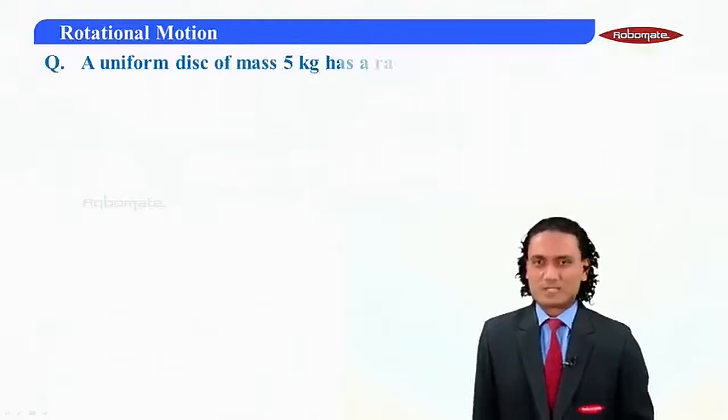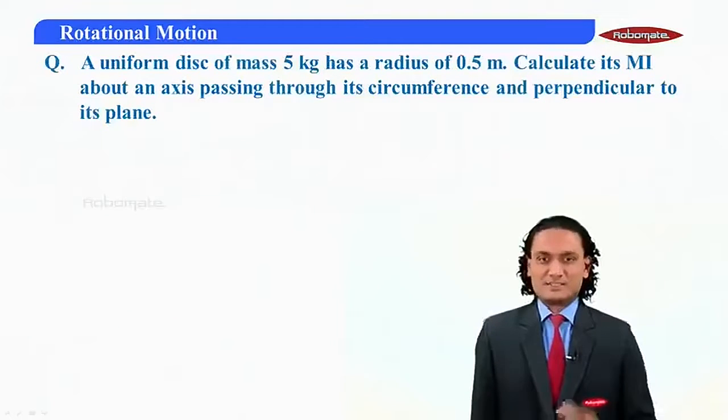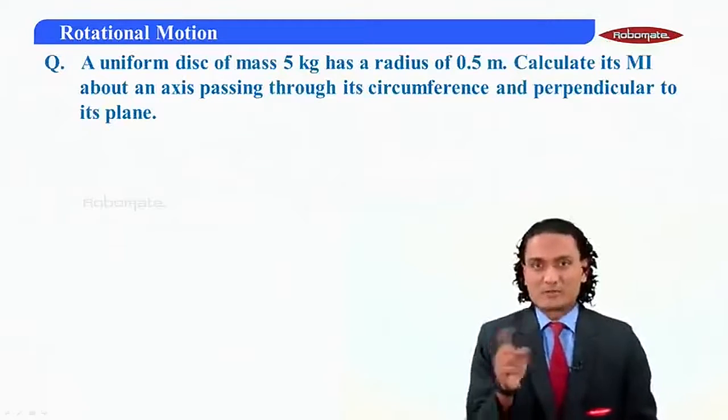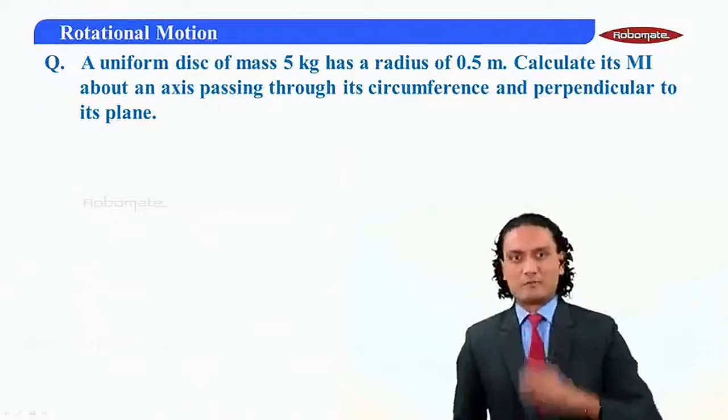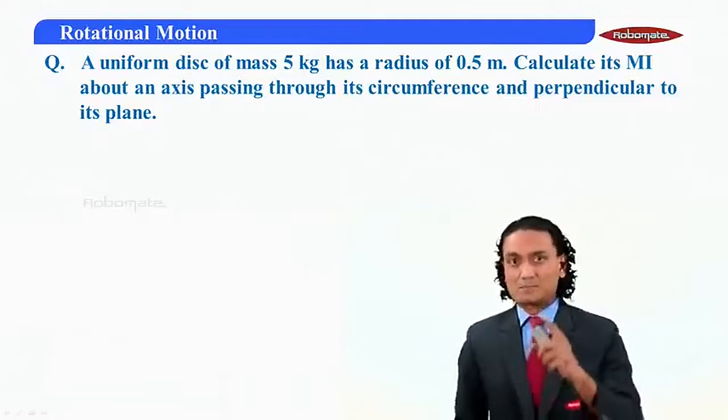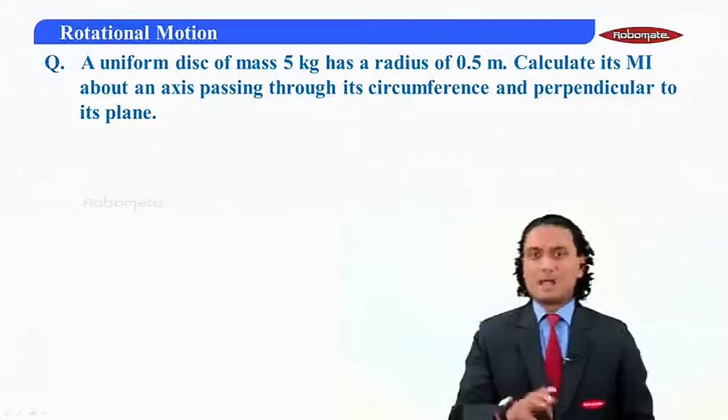Fine. Next question. This is an interesting one. Okay, let me read the question. A uniform disc of mass 5 kg has a radius of 0.5 meter. Calculate its moment of inertia about an axis passing through its circumference and perpendicular to its plane.